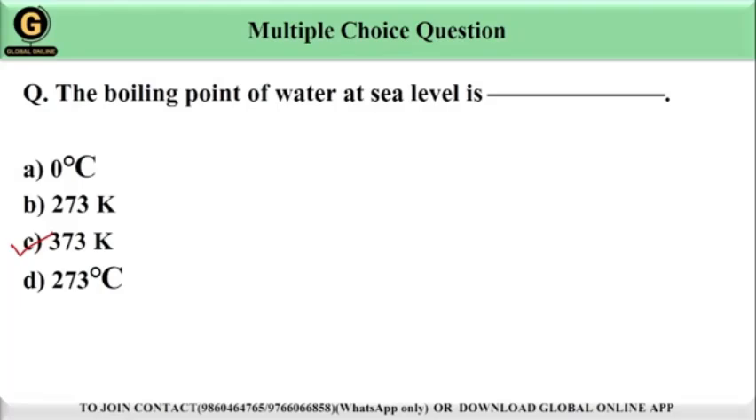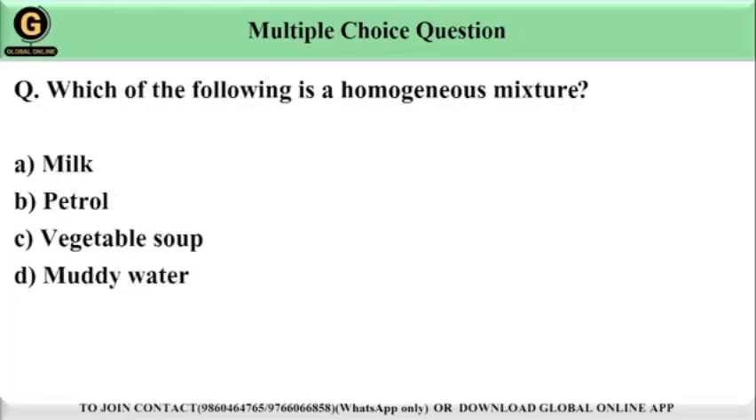Next question is, which of the following is a homogeneous mixture? We have options here. Option A, milk. Option B, petrol. Option C, vegetable soup. Option D, muddy water. The correct answer will be petrol, because a homogeneous mixture has uniform composition throughout. Petrol is a homogeneous mixture because all its components are evenly mixed, unlike milk or muddy water, which can separate into different layers or phases over time. So the correct answer is option B, petrol.